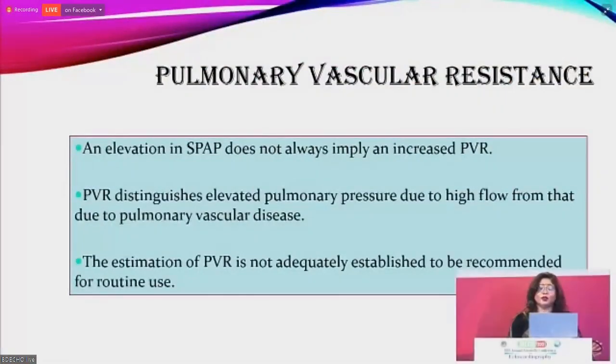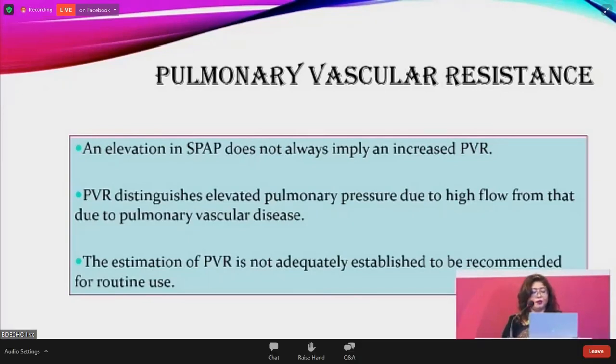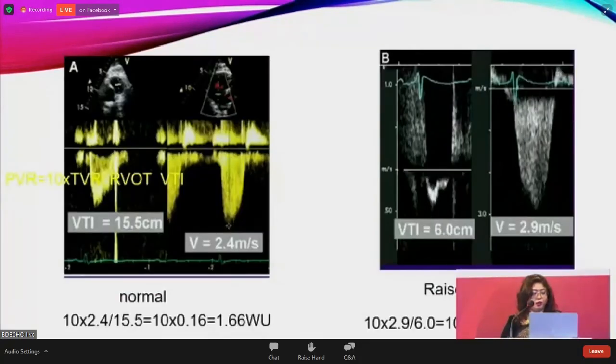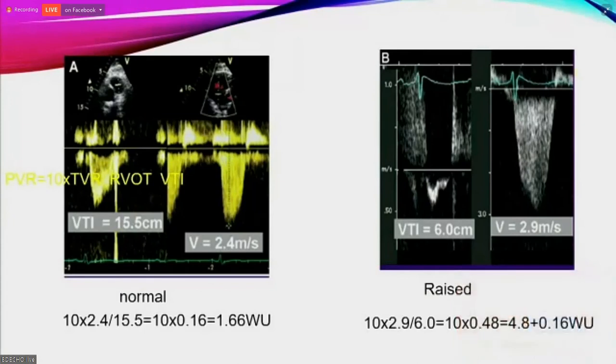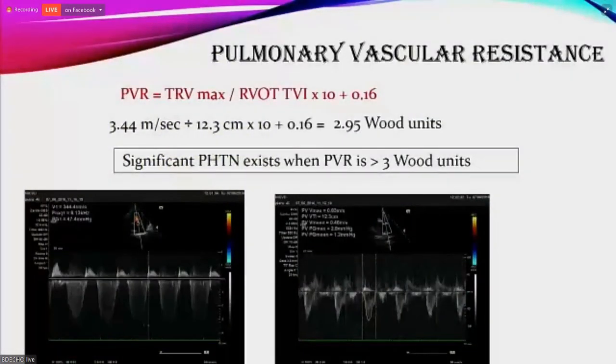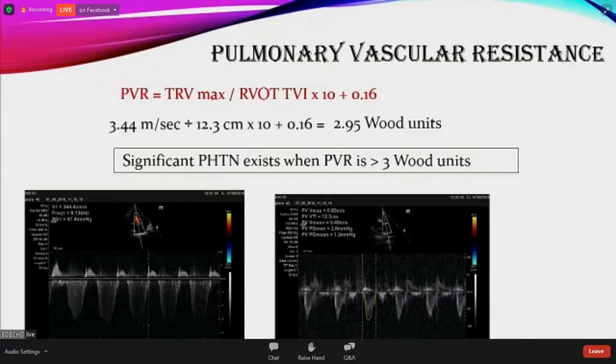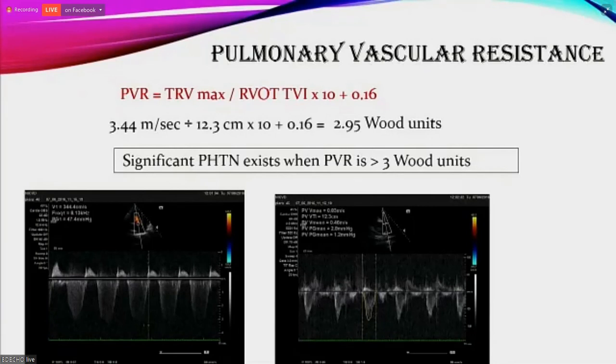Pulmonary vascular resistance: elevation of systolic pulmonary artery pressure does not always imply an increase of PVR. PVR distinguishes elevated pulmonary pressure due to high flow from that due to pulmonary vascular disease. So it is calculated from the TR velocity, and PVR can be calculated in echo. Significant pulmonary hypertension exists when PVR is more than 3 Wood units.